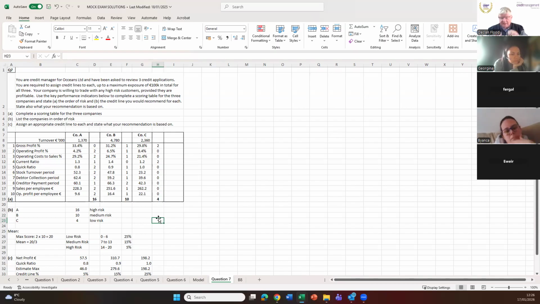In terms of debtor days, the lower it is, the better it is for the business. In terms of quick ratio, the higher it is, the better. So just make sure that you have that logic that says higher or lower, and then just put in your zeros, ones, and twos and add them up. So to me, that's a handy question 7.